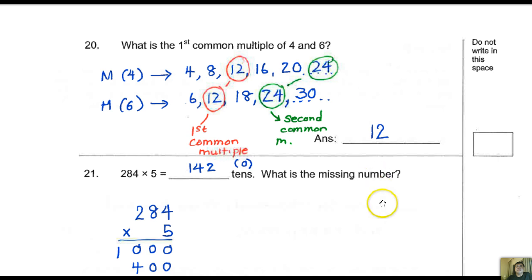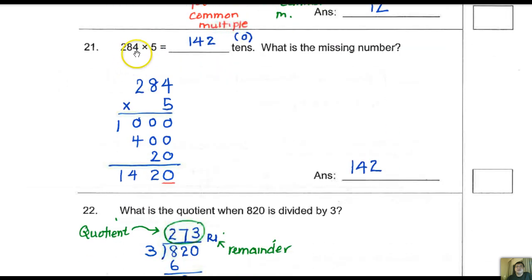Take note of this. Next, 284 times 5 is how many tens? Watch out for this. Tens means what is the additional zero. The additional zero is over here. You multiply this properly, 284 times 5. I did it this way: 200 times 5 is 1000. 80 times 5 is 400. 4 times 5 is 20. I add these three numbers together, it gives me 1420. Now 1420 is how many tens? It's 142 tens. Answer is 142, not 1420.